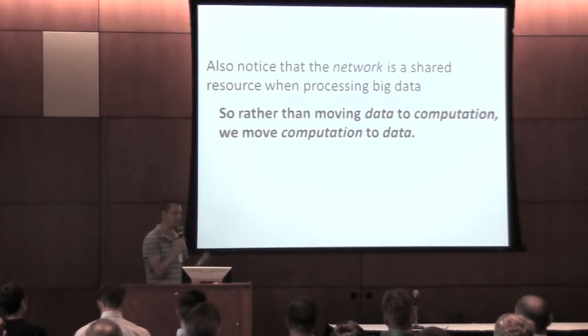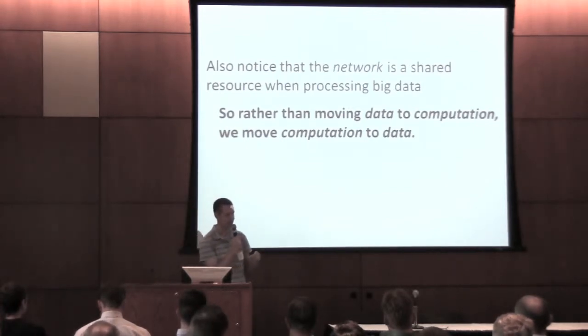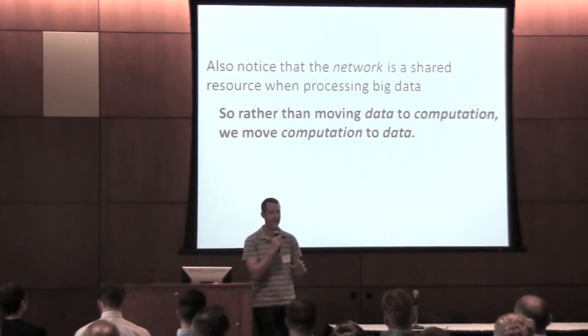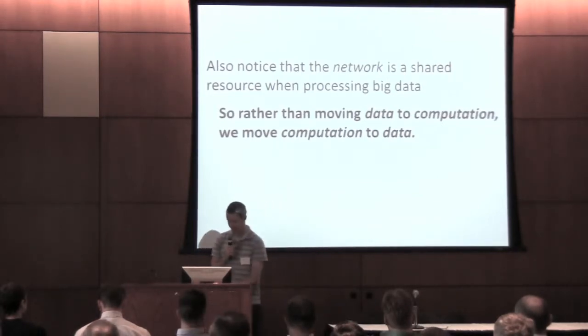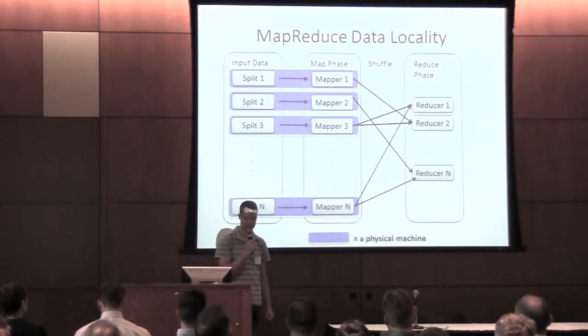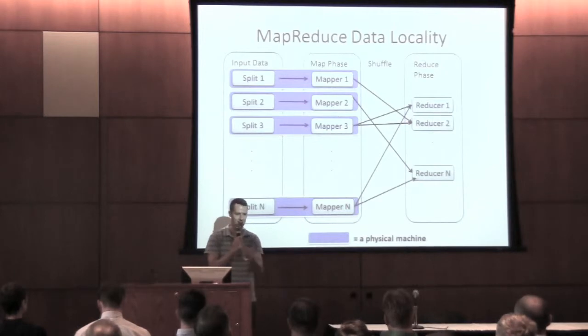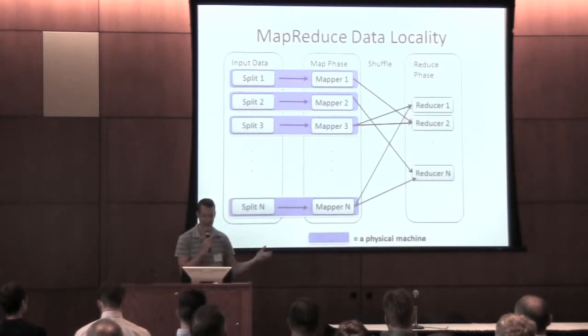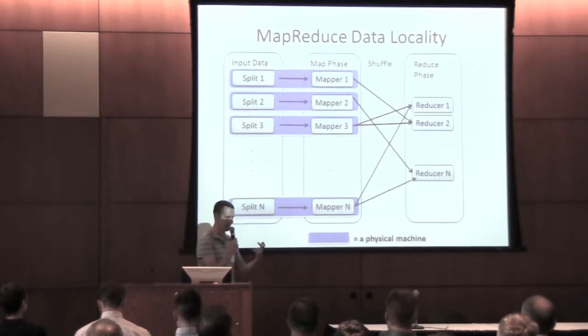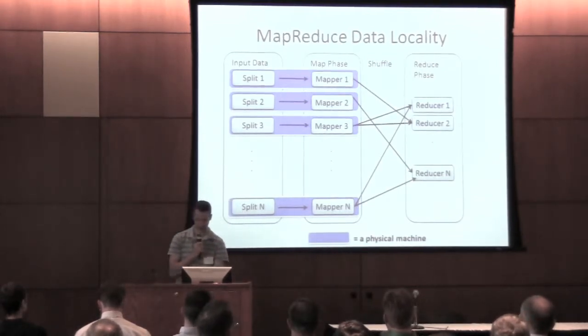Rather than moving data to the computation, which is the traditional processing model, we can turn that on its head and really move the computation to the data. So, in the same picture as before, these blue boxes indicate a physical machine, where we move the map processing to where the actual data exists, so I don't have to send it all over the network when I want to reprocess it. And this is really the basic unit of functionality for Hadoop.